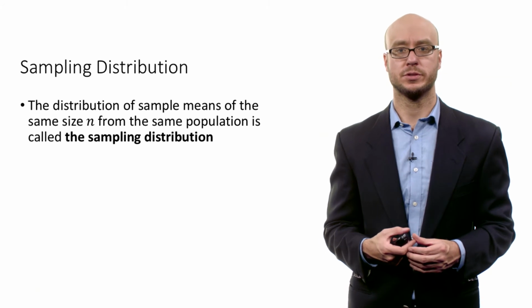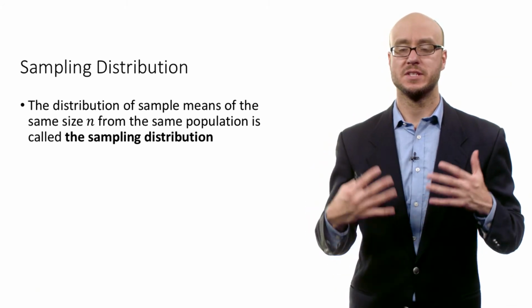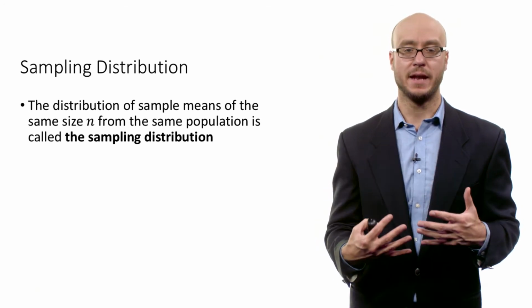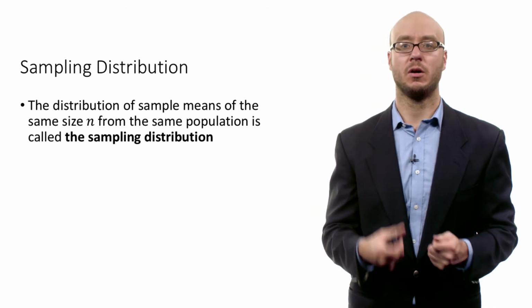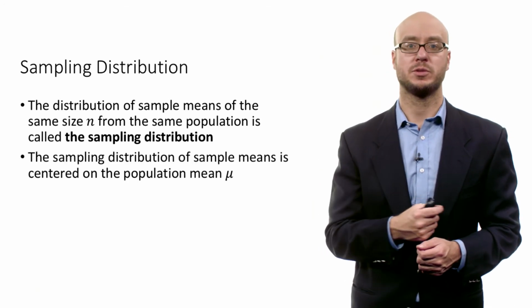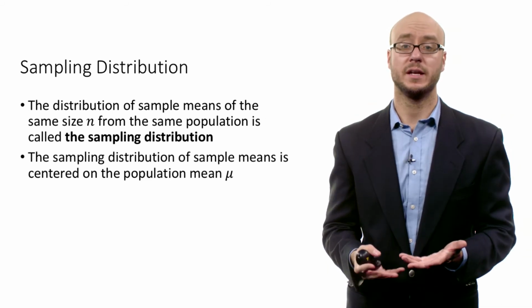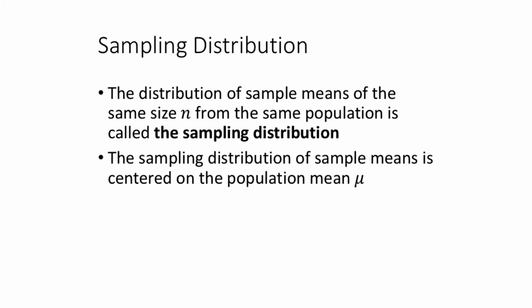This is what we call a sampling distribution. When we have a distribution of sample means of the same sample size n, lowercase n, from the same population, this distribution of sample means we call a sampling distribution. That variation in that sampling distribution reflects sampling variability, the fact that samples are going to differ from one another just through the process of a simple random sampling procedure.